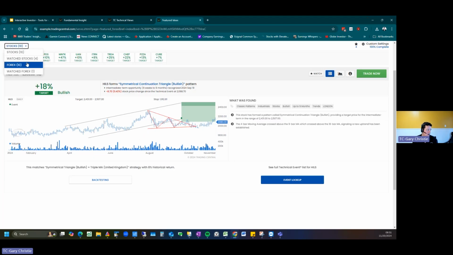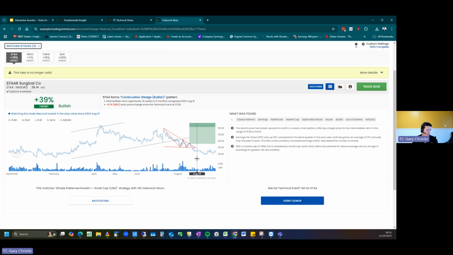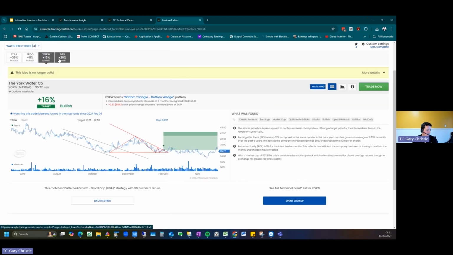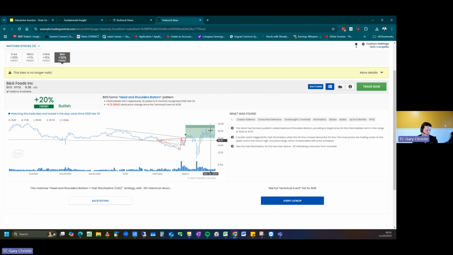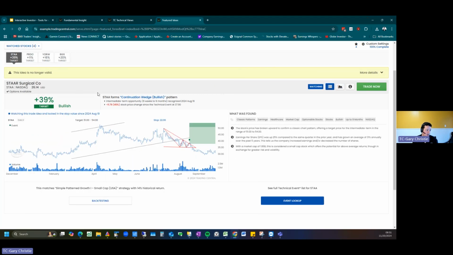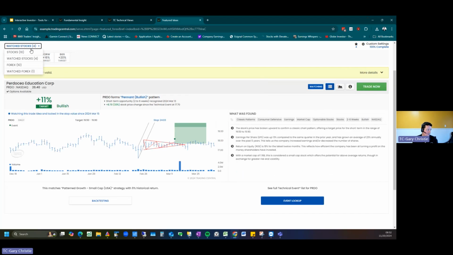So next time I log in, or tomorrow, the next day, I can go ahead, click on stocks, and click on watch stocks, right? And it's going to show me which ones I've been watching, which ones are valid, which are invalid anymore, that have hit the target price. It's kind of how you back test in a way, right? Based on the criteria. So yeah, I can go ahead and refilter it.